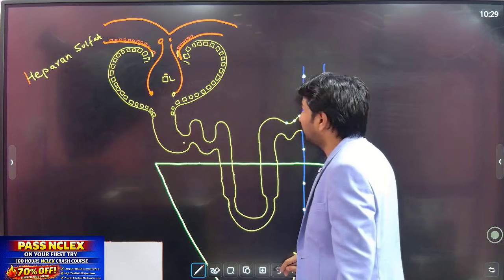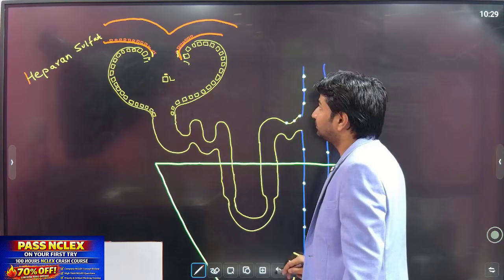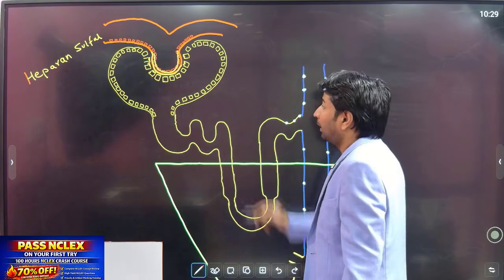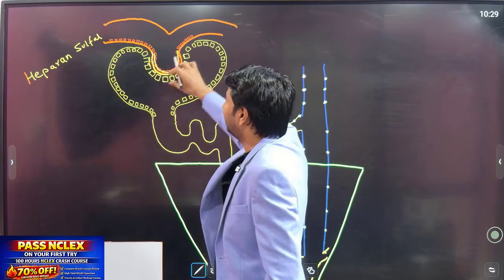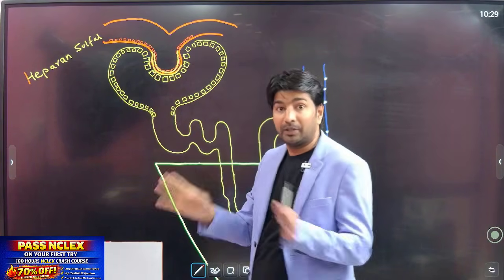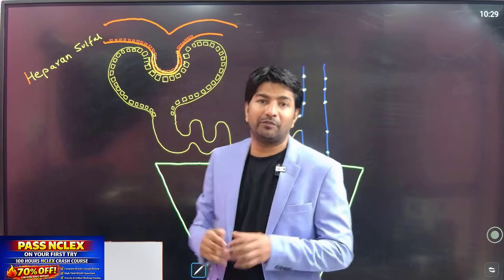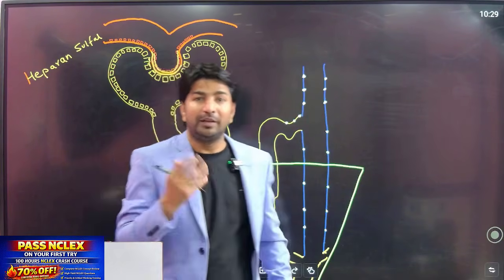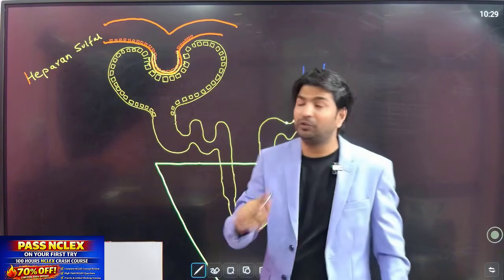But if I talk about nephritic syndrome, then in nephritic syndrome, all three layers of the filtration barrier remain intact. But there's inflammation in the glomerular capillaries, and if they're inflamed, their pores will enlarge, and because of those large pores, red blood cells will leak out, but protein will not.